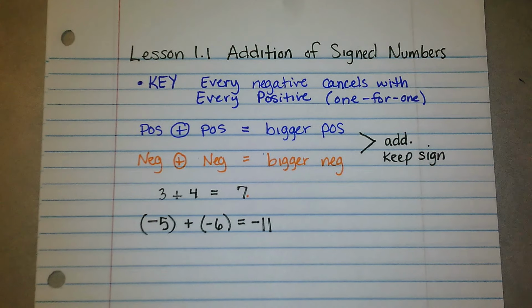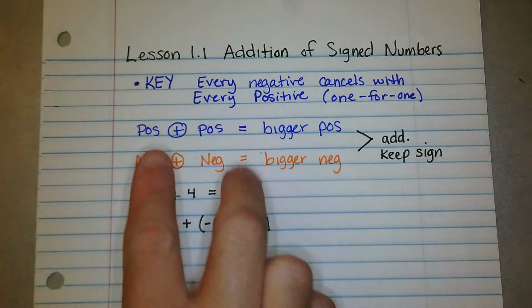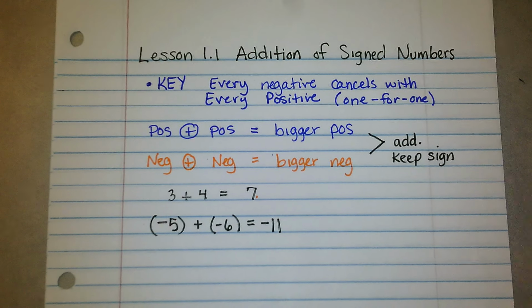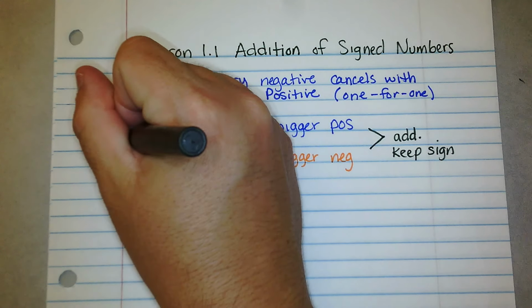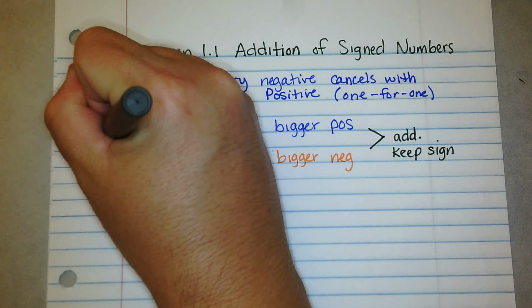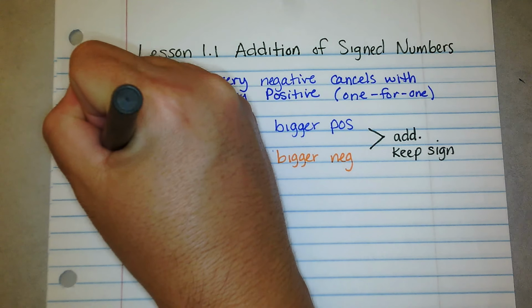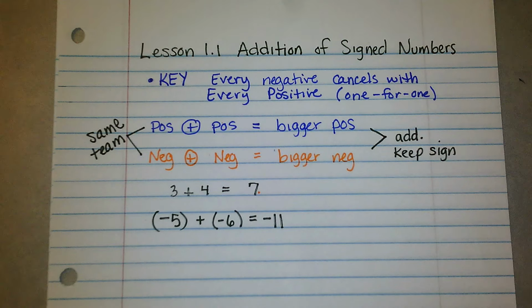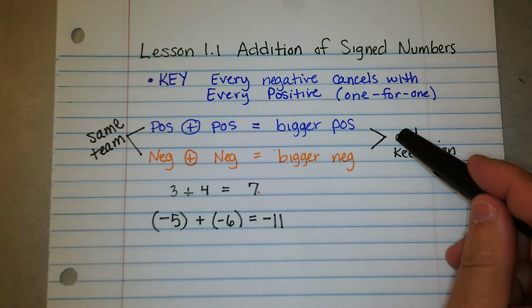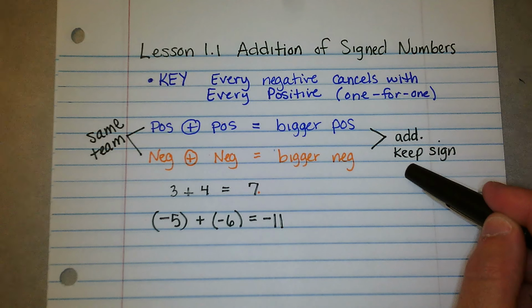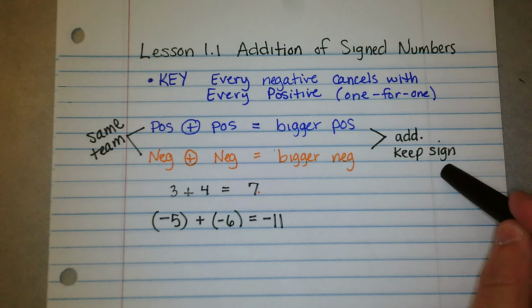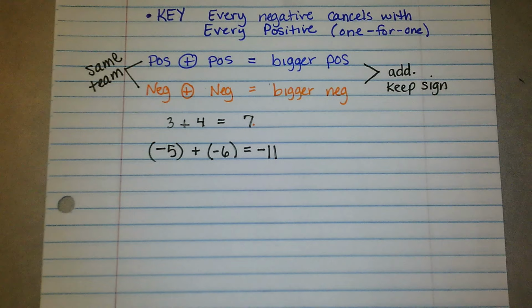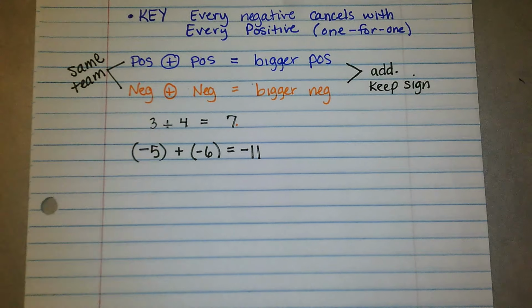Now we're going to move to what happens when they don't agree, when they're not on the same team. The first ones meant that they were on the same team. Same sign, same team: you're going to add your like terms and keep the sign that they are. Now what's going to happen if you have them as opposites? For instance, we are now at war. I've got positives and negatives coming at each other.